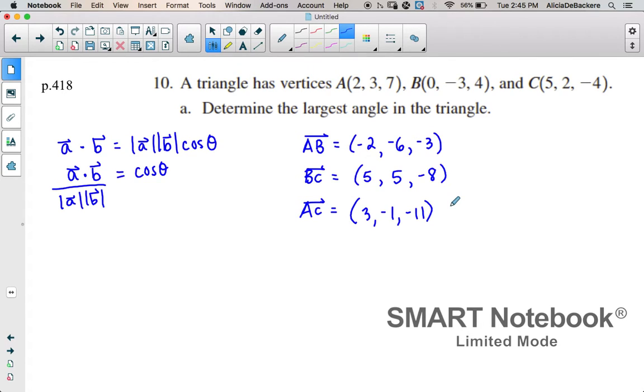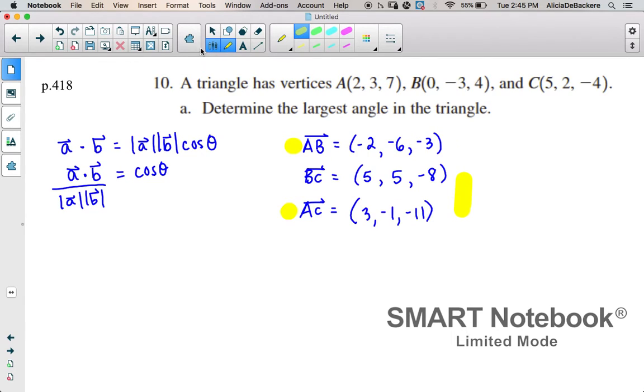Okay, so I've got these vectors. I need to find the angles between them. So when I do that, these two are already set up with the C's at the head, and these two are already set up with the A at the tail. But in order to find the angle at the corner B, I would have to reverse one of these two vectors and find B to A, for instance, and then I would multiply each of these by negative.